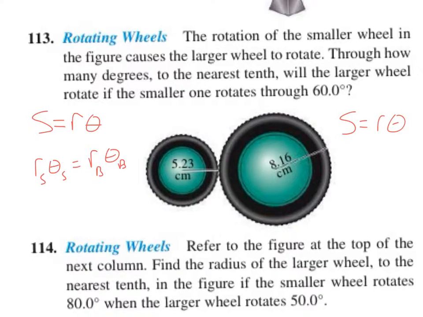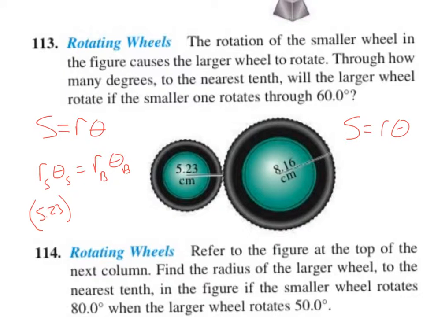Okay, so maybe we can do that here. The radius of the small wheel is 5.23 centimeters. And theta of the small wheel we know is 60. It says the smaller one rotates through 60 degrees, but that's worthless to this formula, because it's in degrees. So let's go ahead and change 60 degrees to radians. For simplicity's sake, this reduces nicely, so I'm going to do that. It's just pi over 3. So that's pi over 3 radians.